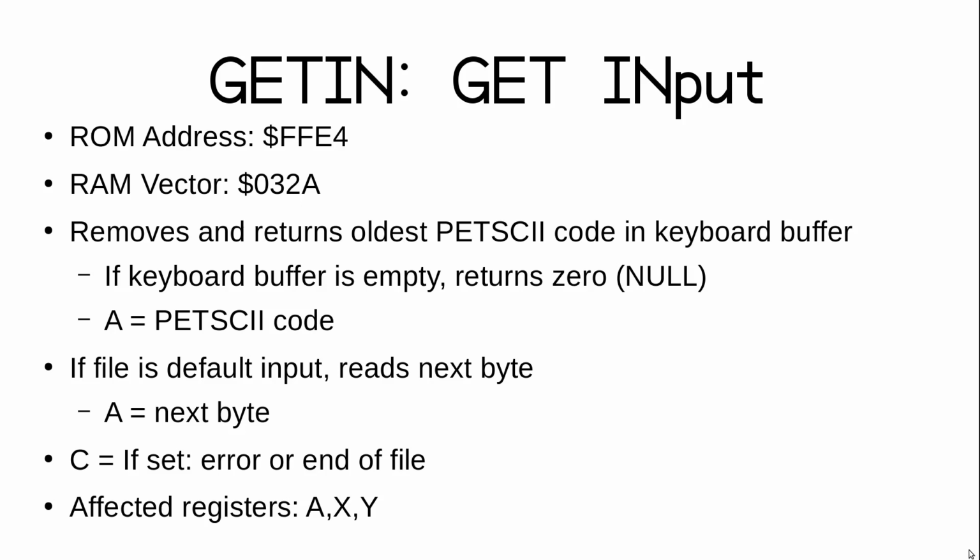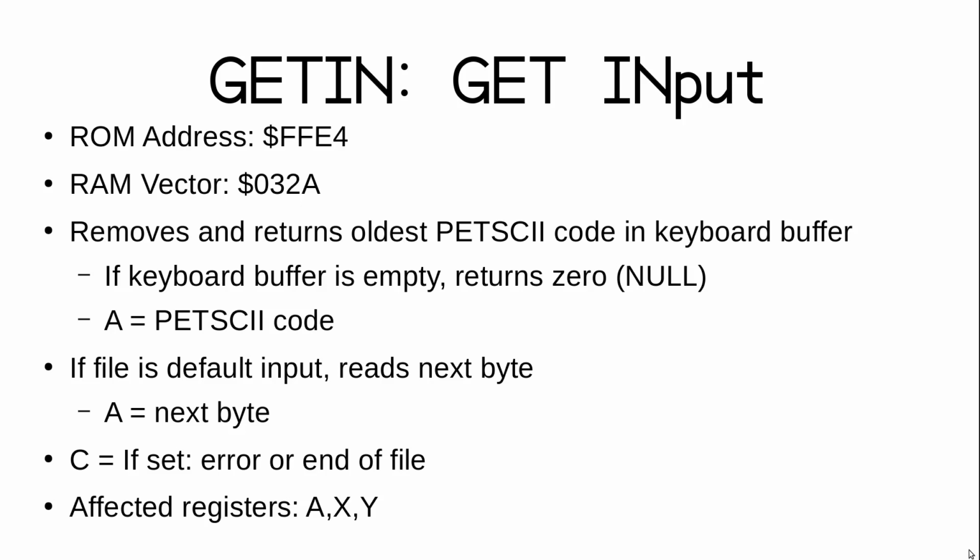Similar to CHRIN is a subroutine we haven't seen before called GETIN, or Get Input. It does not use the line buffer, but instead uses the keyboard buffer. As the user types on the keyboard, the codes get placed in the buffer waiting to get processed. The CHRIN subroutine does this immediately during its initial call, where it is constantly checking for the return key to get pressed. The rest of the time, the keyboard buffer fills up until GETIN is called.